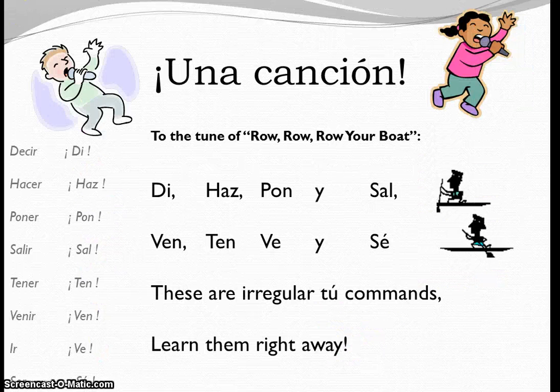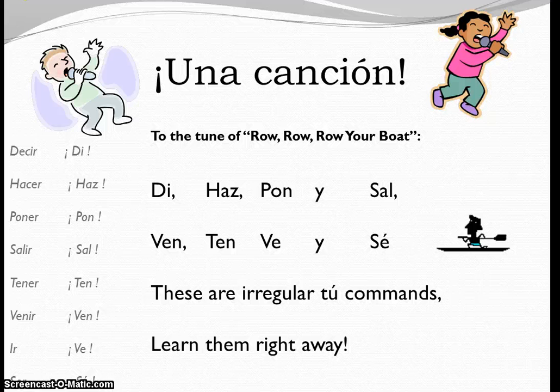The second way is with a song, una canción. You sing this to the tune of Row, Row, Row Your Boat, and you mix them up a little bit.